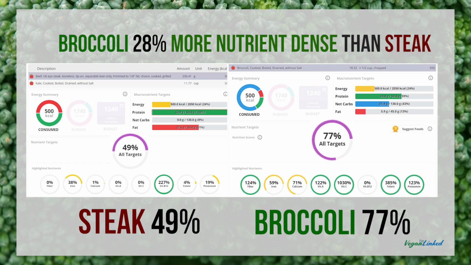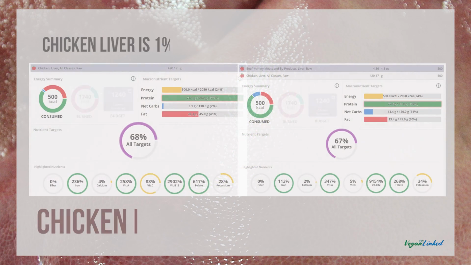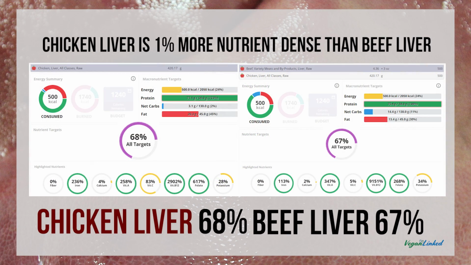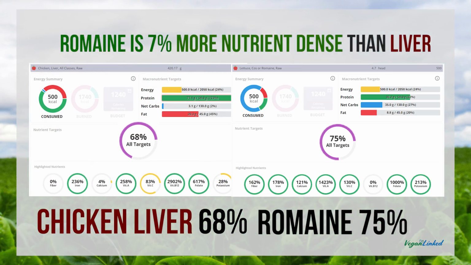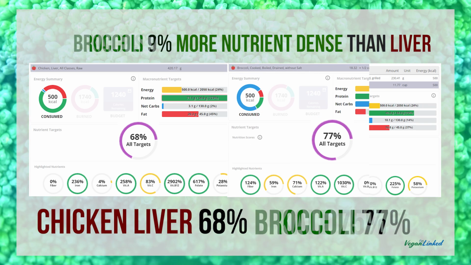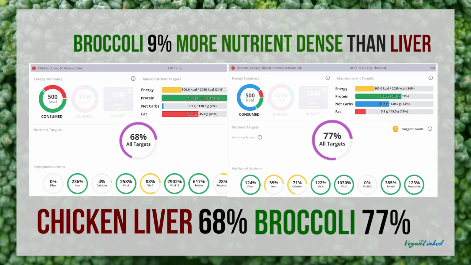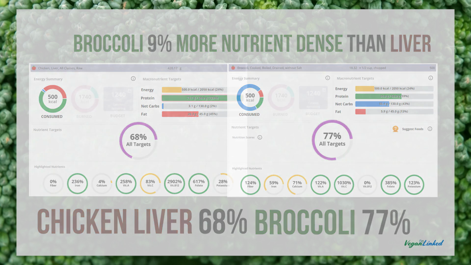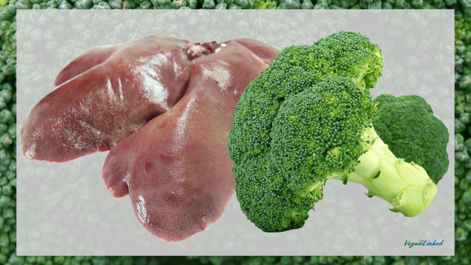Now let's look at liver. Chicken liver is 1% more nutrient dense than beef liver. But romaine is 7% more nutrient dense than chicken liver. Kale is 7% more nutrient dense than chicken liver. Broccoli is 9% more nutrient dense than chicken liver. So much for liver. And need I say, it's a lot easier to grow romaine, broccoli, or kale in my own backyard than it is to grow a liver.